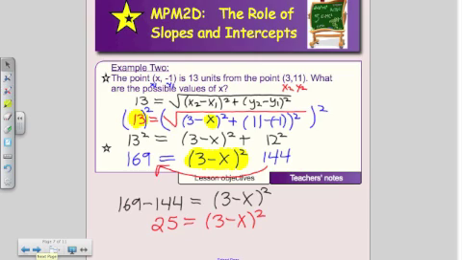Almost there. I'm trying to solve for my x term. So first of all, this pesky little squared sign is getting in the way. What is the opposite of squaring something? Taking the square root. So I'm going to take the square root of both sides. The square root of 25 is plus or minus 5. There's a positive and a negative situation, so that's why we write it plus or minus. And now I just have 3 minus x. The squared has gone away.